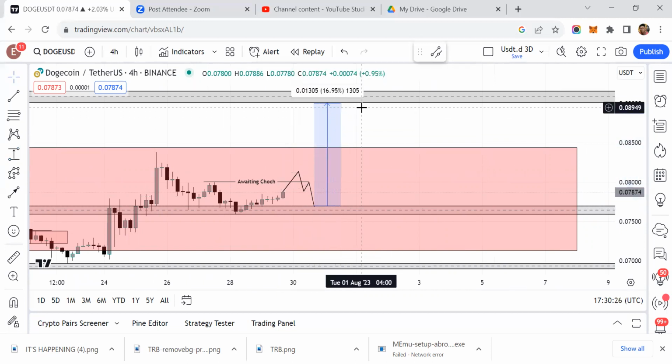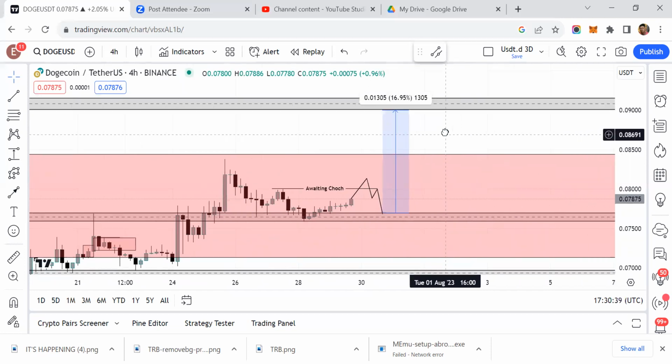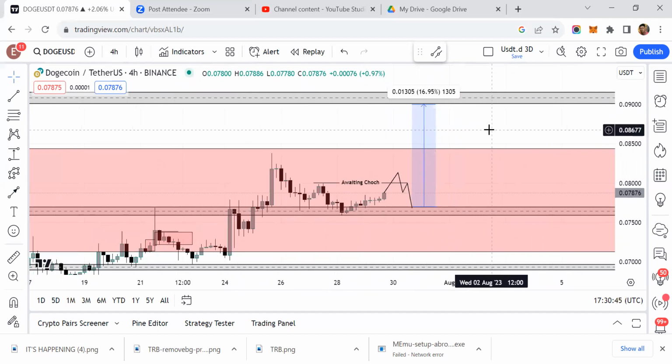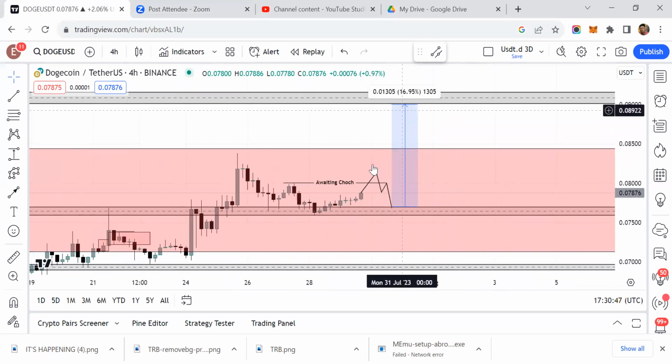It's about 16%, which is not bad. It's not bad at all. 16% with a leverage of 20x, then you should know that we're going to be making extreme profits from this. So basically, this is what we need to be doing.